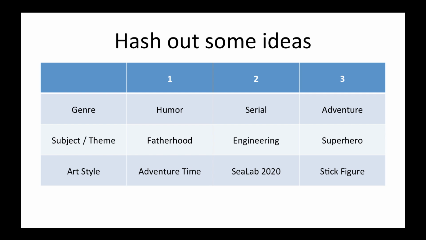All right, so we have some choices here. And now we could go through this matrix and say, oh, I want a humorous engineering comic that is in the style of C-Lab, or I can have an adventurous fatherhood comic that is drawn like stick figures. Mix them up, and of course you can have 1, 2, 3, 4, 5, 6, however many choices you want on each row, but you get the idea. You're trying to hash out what you know, what you can do, and then trying to find a good mix.